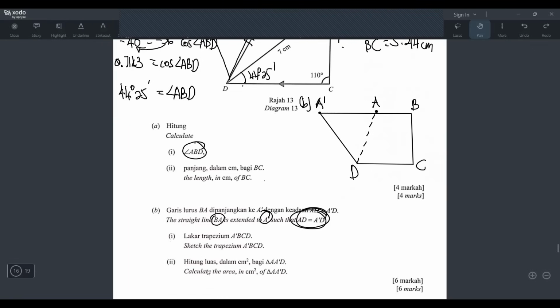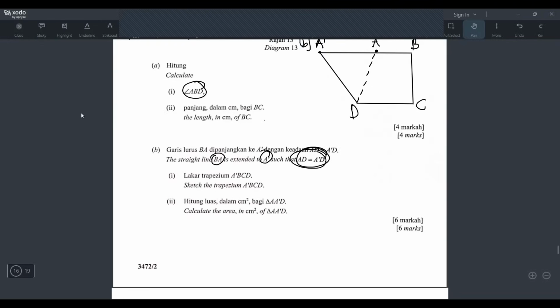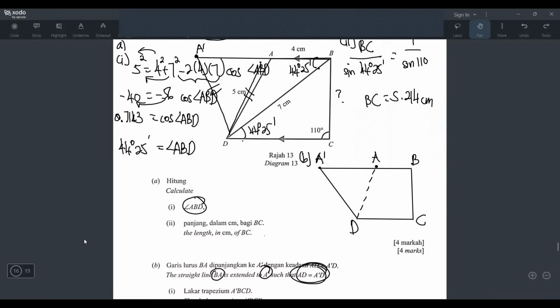Okay, so number 2 says calculate the area of triangle AA'D, which is this triangle, right? But in order to find the area, you need to use this formula, 1 over 2 AB sine C. And for this formula, you need to have two sides and the angle in between the two sides, which is the included angle, right? So do we have two sides?